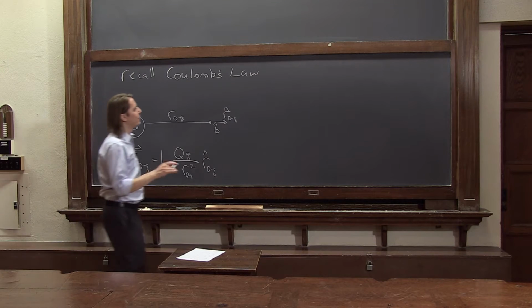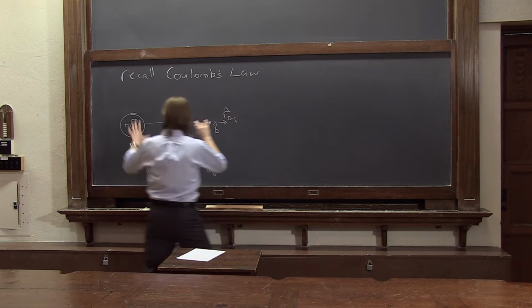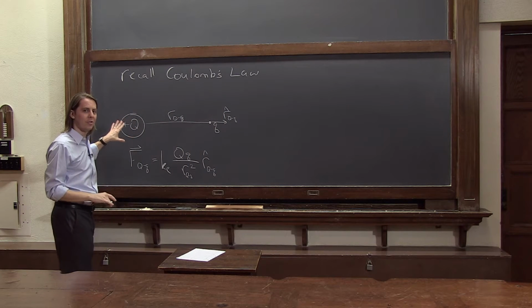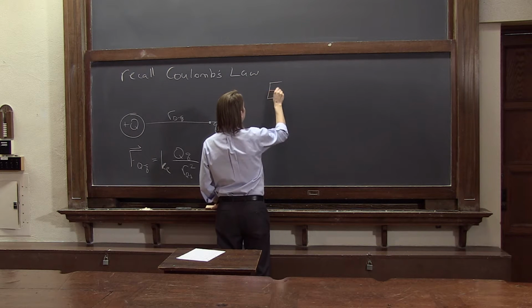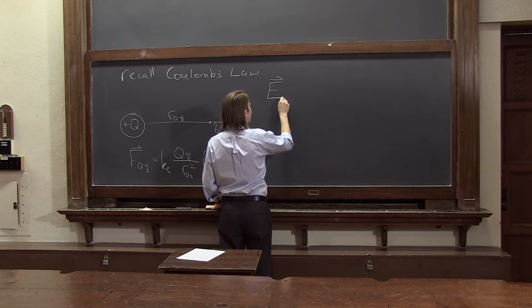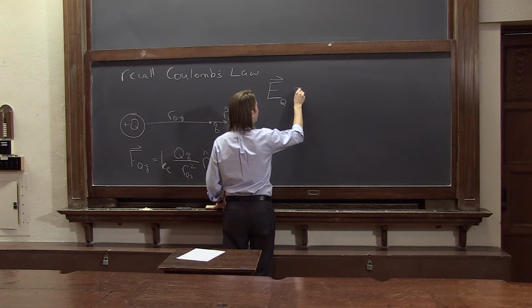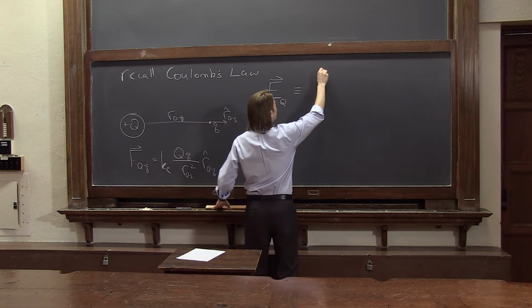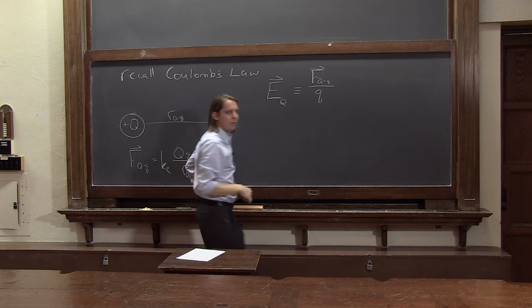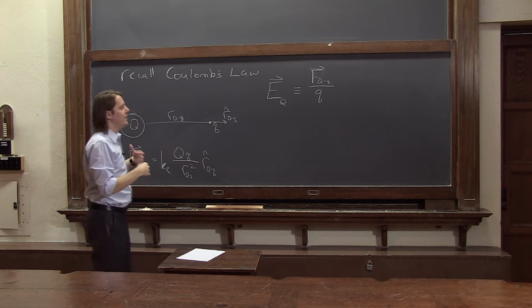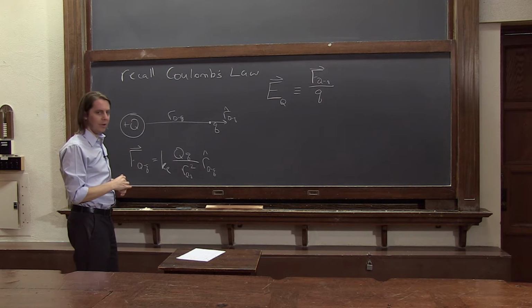Now let's think in terms of the electric field. The electric field generated by this big charge. So thinking from our last lecture, we know that the electric field of big Q is defined to be the force that big Q would apply to this little charge divided by the little charge. Remember, it's the force per unit charge was our definition of the electric field.